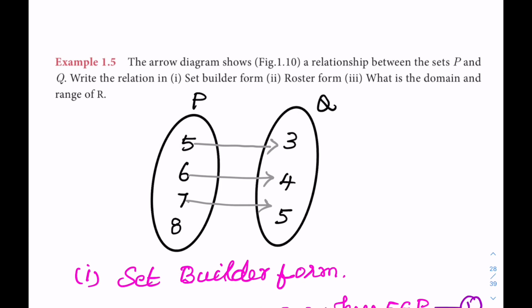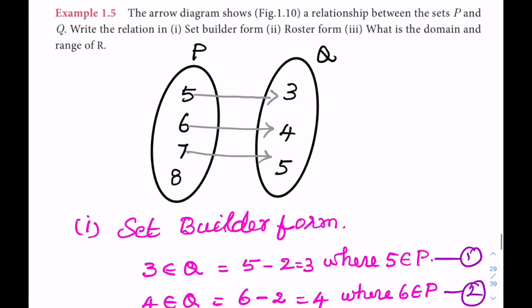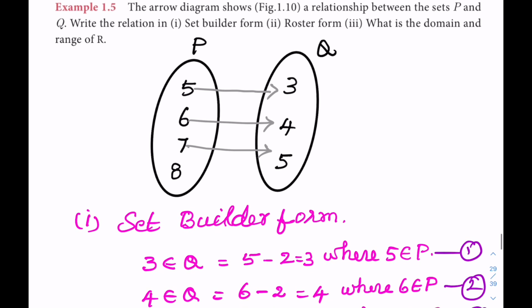Now, let us solve example 1.5. The arrow diagram below shows a relationship between the sets P and Q. Write the relation in set builder form and roster form. What is the domain and range of R? So first we have to write it in set builder form. Now let us take the elements of Q. See, we have 3, 4 and 5.